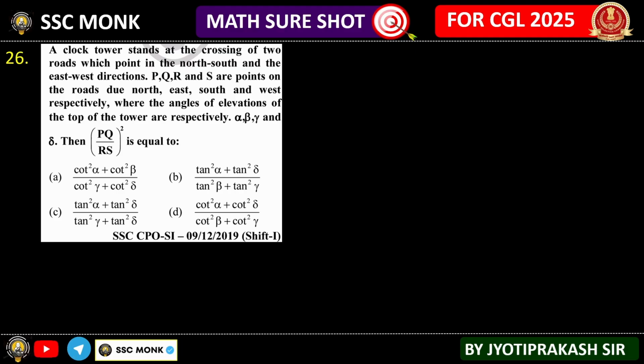Next, a clock tower stands at a crossing of two roads which point in the north and south, east and west directions. P, Q, R, S are the points on the roads due north, east, south, west respectively, where the angles of elevation of the top of the tower are respectively alpha, beta, gamma and delta. Then what is this value equal to? Now see, very interesting question. So let's say these are the 4 points and a tower is standing over here. Okay, this is in a 3D format I'm talking about. Now see, this is P, this is Q, this is R, this is S.